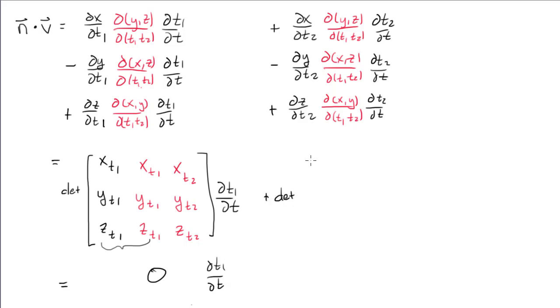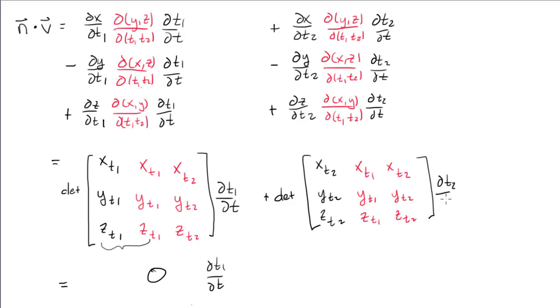And similarly for the next term, except with T2. Expanding on X, T2, there's my submatrix. Expanding on Y, submatrix, and expanding on Z, submatrix. So first and third columns are the same, so the determinant of that 3 by 3 is 0. And there we have it.